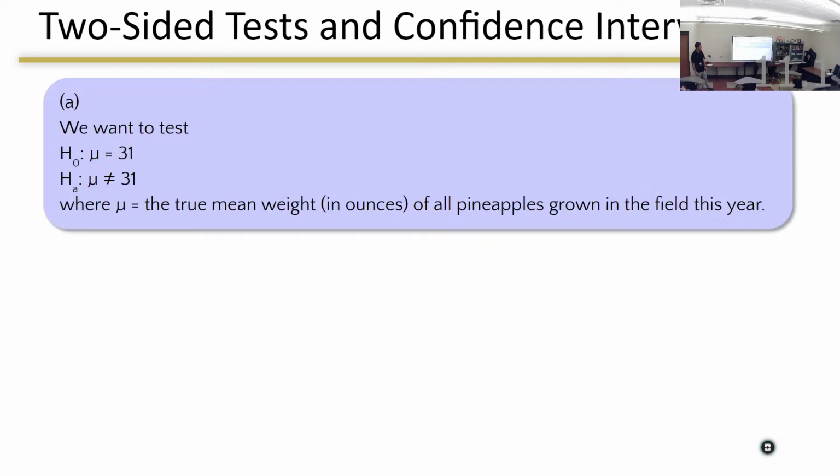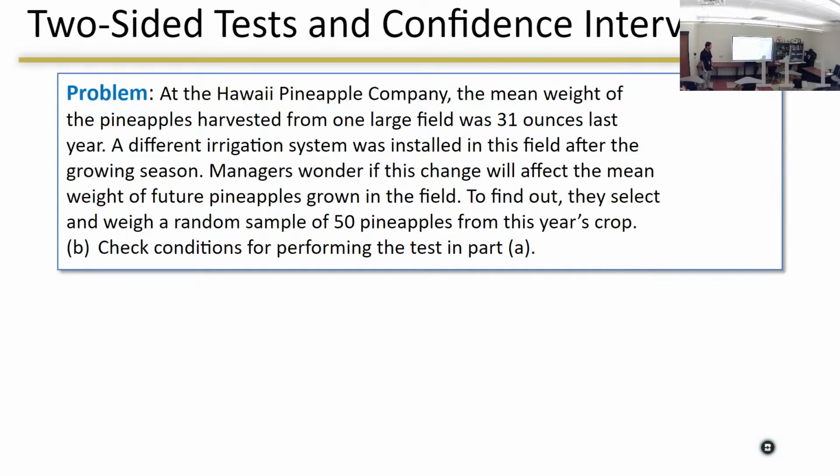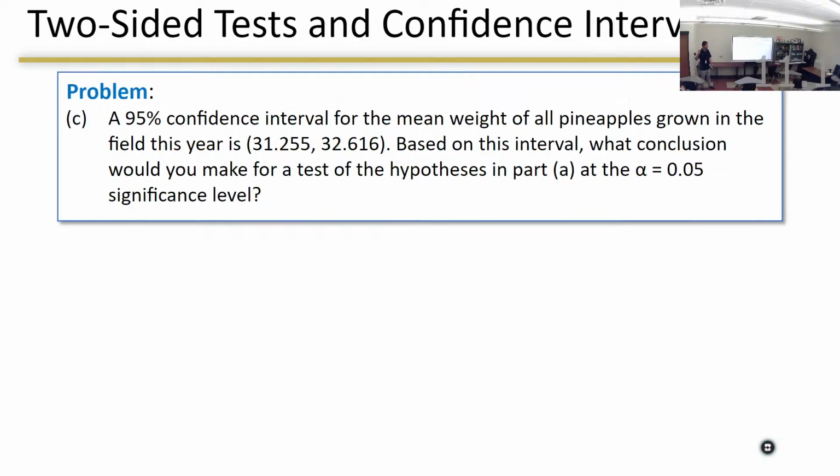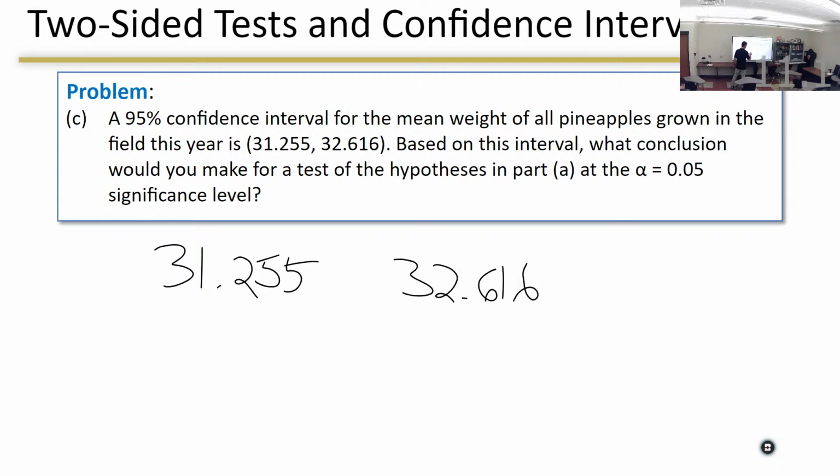Click. Beautiful. Click. Check the conditions. We got a random sample of pineapples. n is equal to 50, which is greater than 30. And 50 is less than 10% of all pineapples. Those are easy ones to check. Don't have to do much of anything. A 95% confidence interval put it at 31.255 to 32.61.